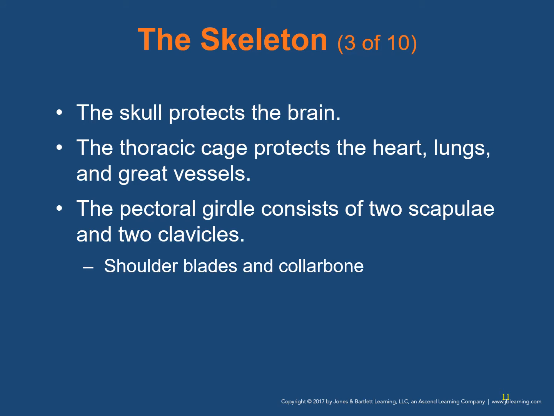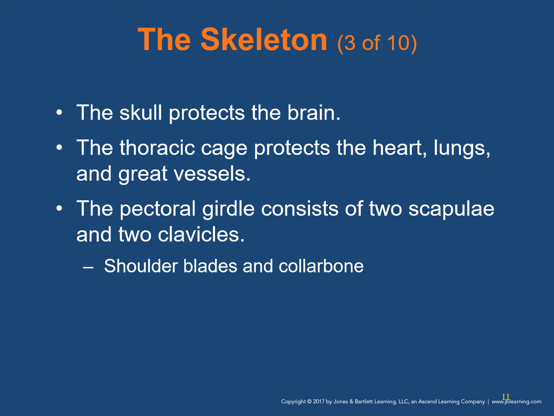The skull is a solid vault-like structure that surrounds and protects the brain. The thoracic cavity protects the heart, lungs, and great vessels. The lower ribs protect the liver and spleen. The bony spinal canal encases and protects the spinal cord. The pectoral shoulder girdle consists of two scapulae and two clavicles.